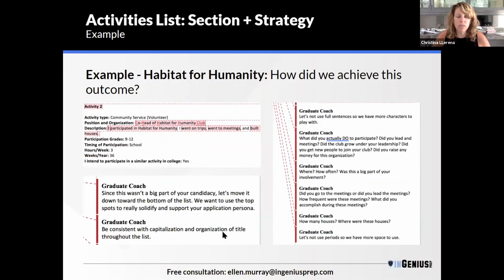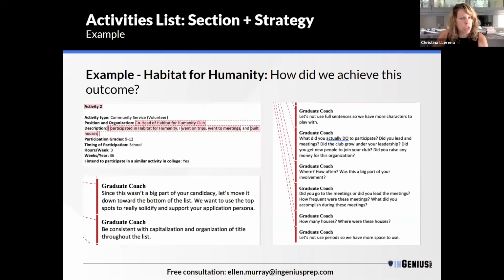So how did we achieve this outcome? So we go back and forth, and this shows you an example of all the edits that come into play. So you can see between the student and the graduate coach, like them asking, and I just did an edit and revised just today of this. So I feel like, oh my gosh, this is what I wrote. But let's not use full sentences. We'll have more things to play with.